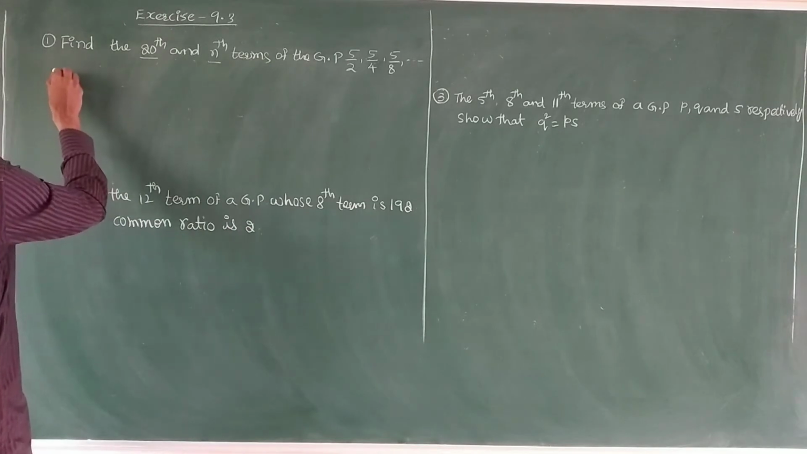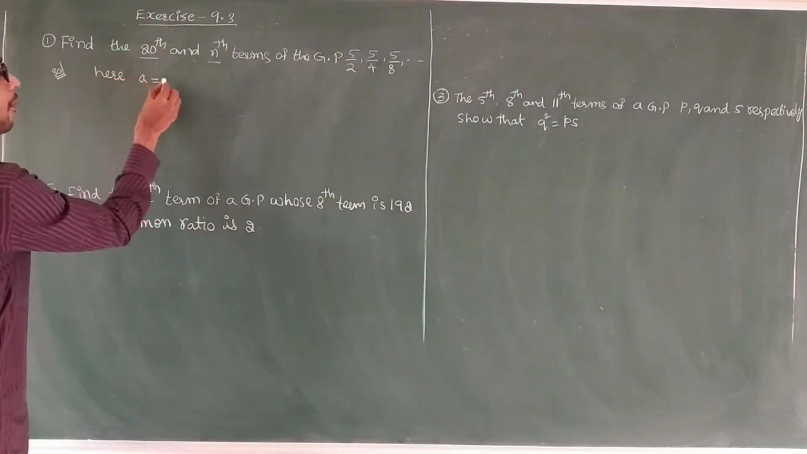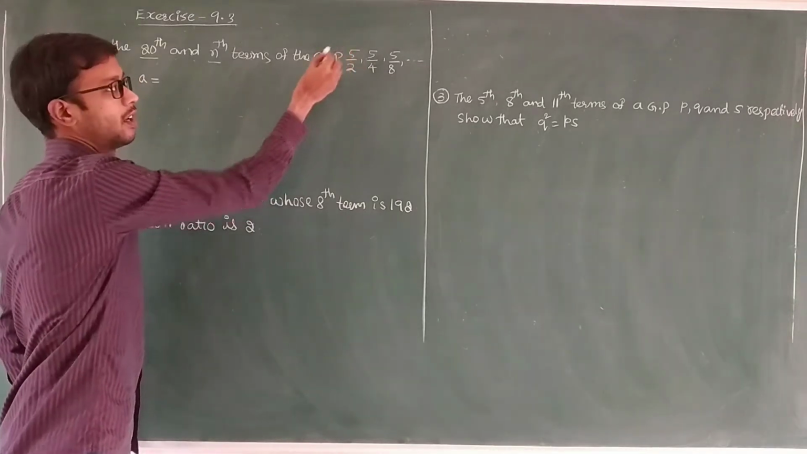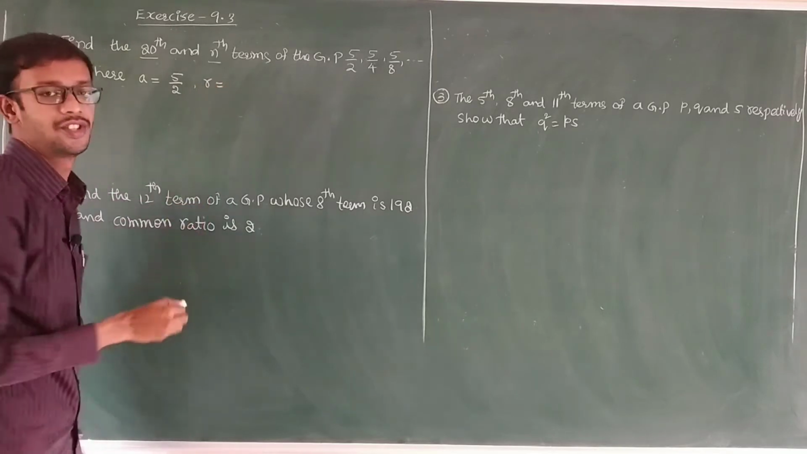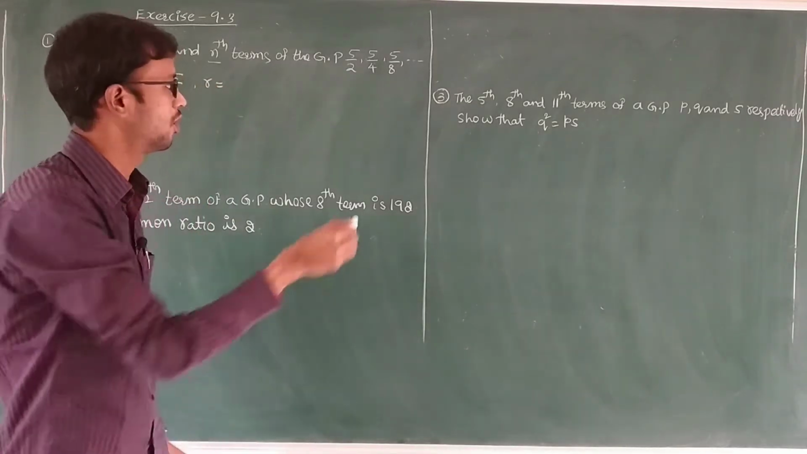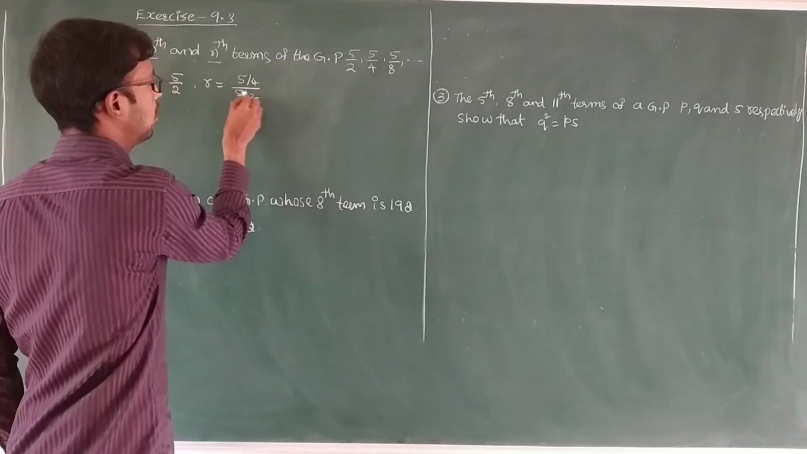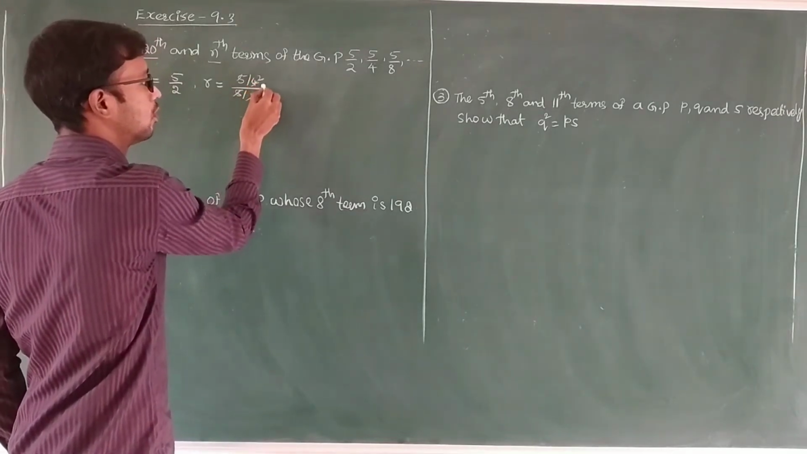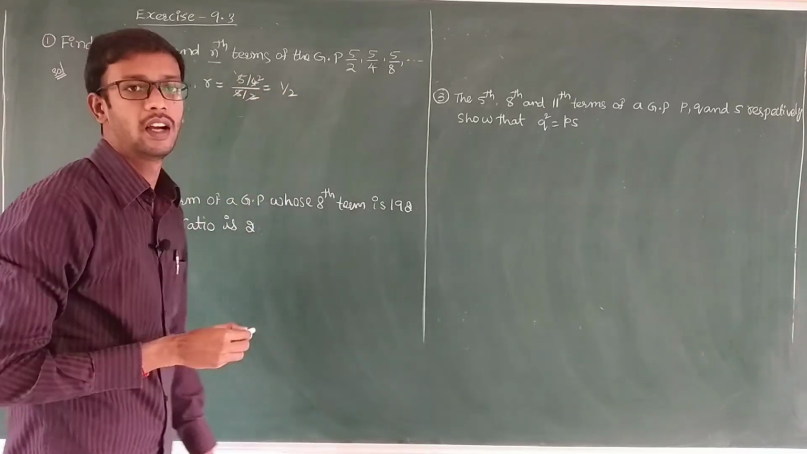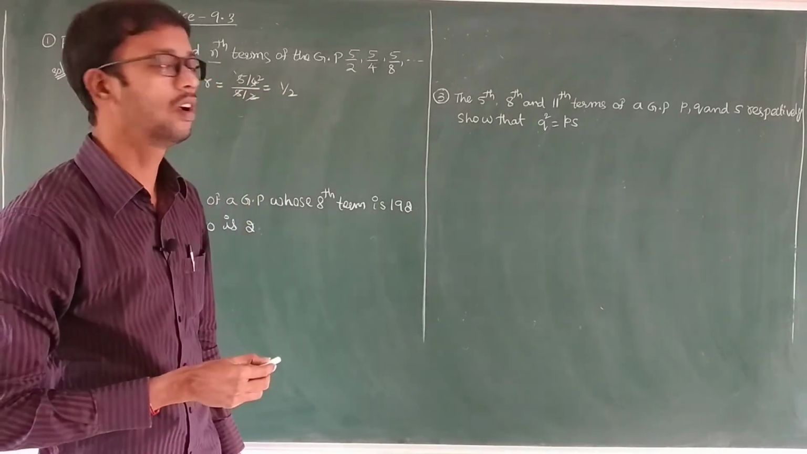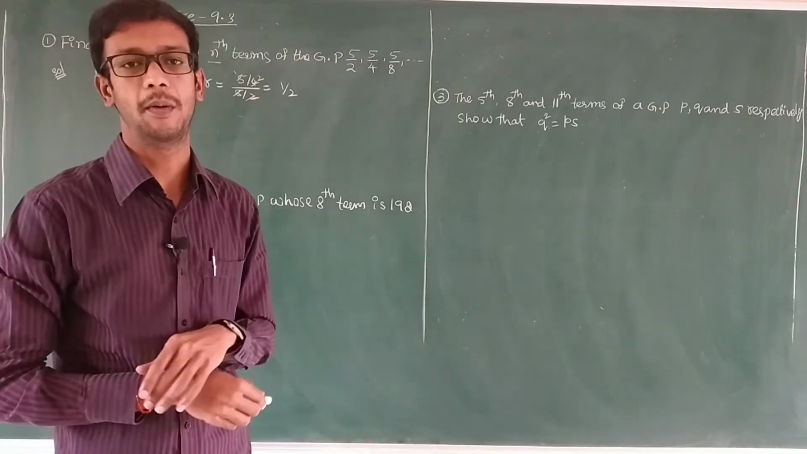So I will write here: first term A is equal to 5 by 2. Common ratio of the GP they have given, so common ratio R is equal to 5 by 4 divided by 5 by 2, 5 cancel, 2 2s are 4. So 1 by 2 is the common ratio. So we know the first term and common ratio, we can find any term here.